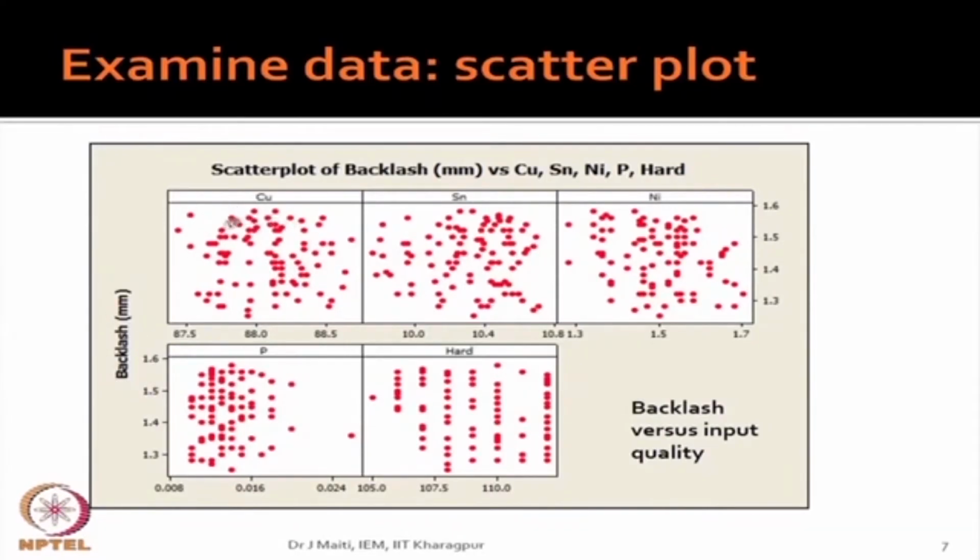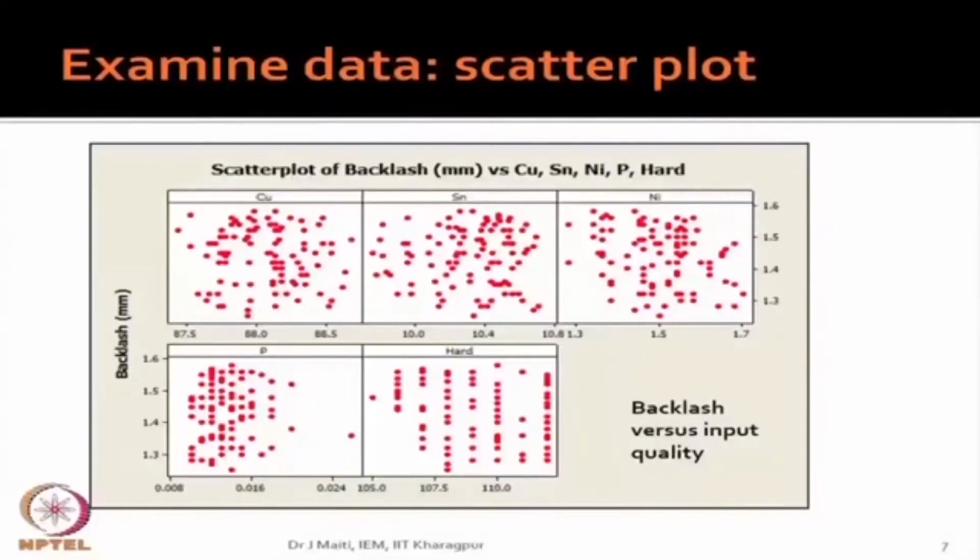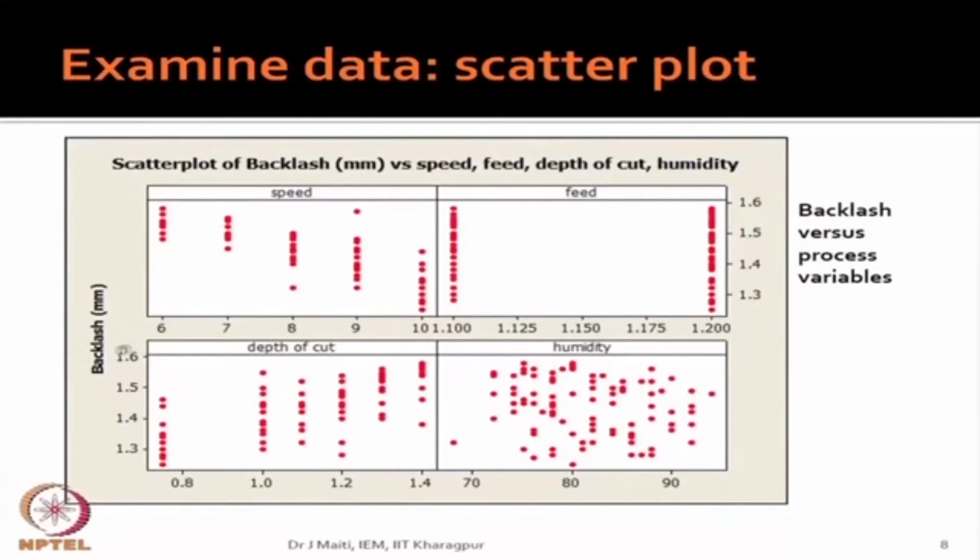then backlash versus copper, you see it is almost a random relationship, perhaps the copper percentage is not contributing. Similarly, if you see silicon, nickel, phosphorus and hardness, it is very difficult to say there is a relationship, but it is also not true that there is a nonlinear relationship. Okay. So, if you see the second plot, backlash versus speed, backlash continuously decreases with respect to increase in speed. You see, this way it is coming.